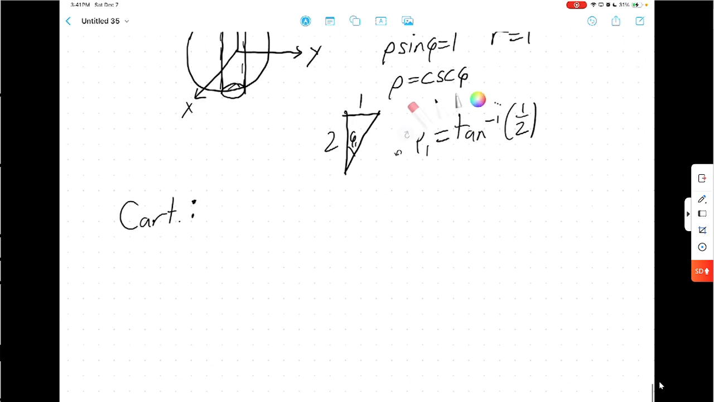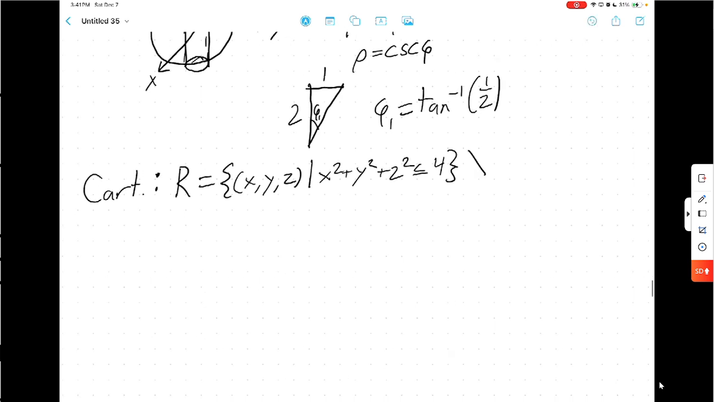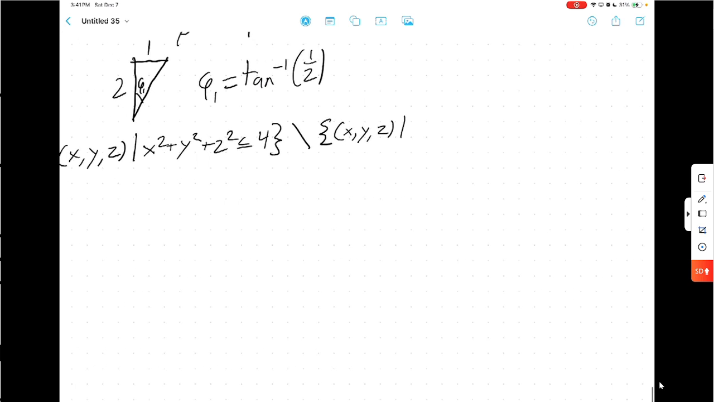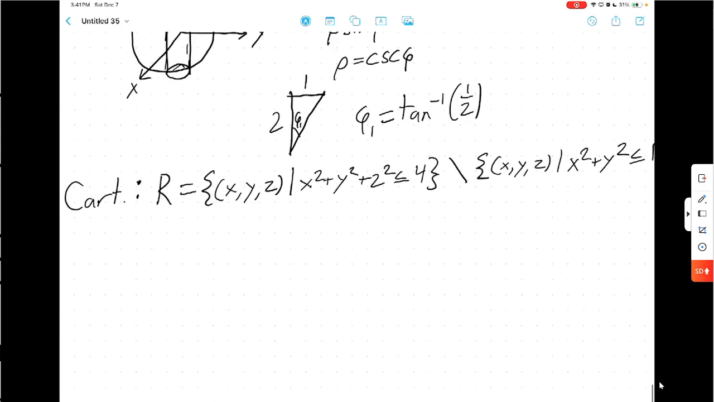Now Cartesian. I'm just going to do this as a sphere minus a cylinder. So the set of all points x, y, z where the sphere is defined as x squared plus y squared plus z squared is at most 4, and then minus the set of all points x, y, z such that x squared plus y squared is less than or equal to 1. I'm just going to use set notation for this region.